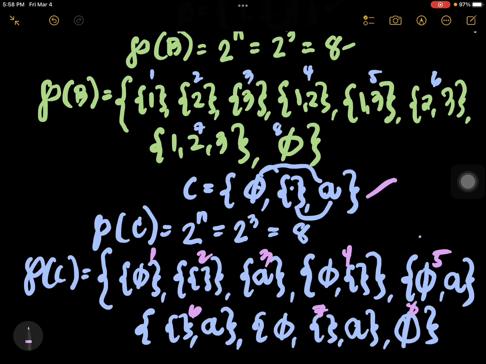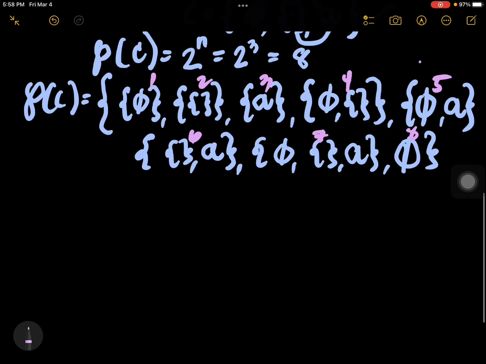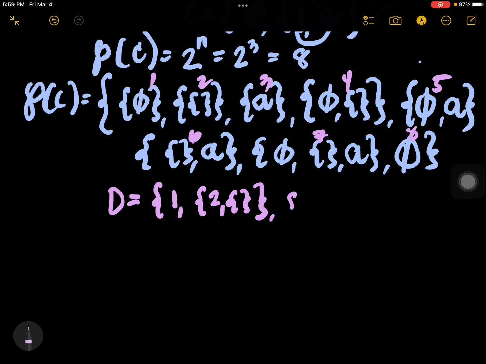Okay, do you want another example? Okay, I'll give you another example. So we have set D. If my set D is this one, I'll just make it more challenging. Okay, then this one, like that. Okay, what is the power set of D?